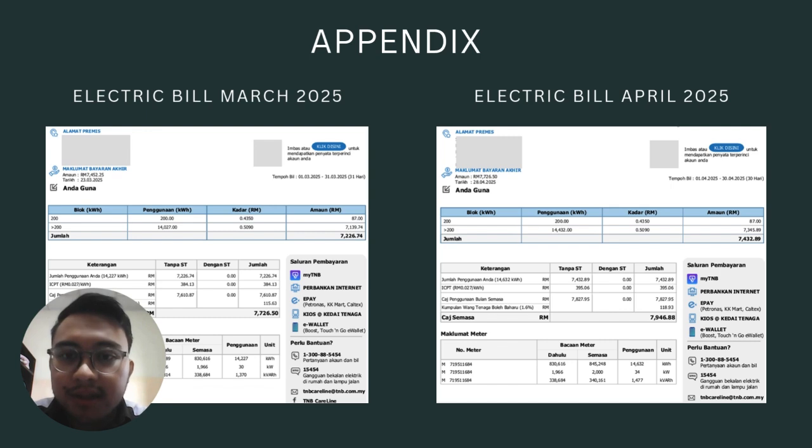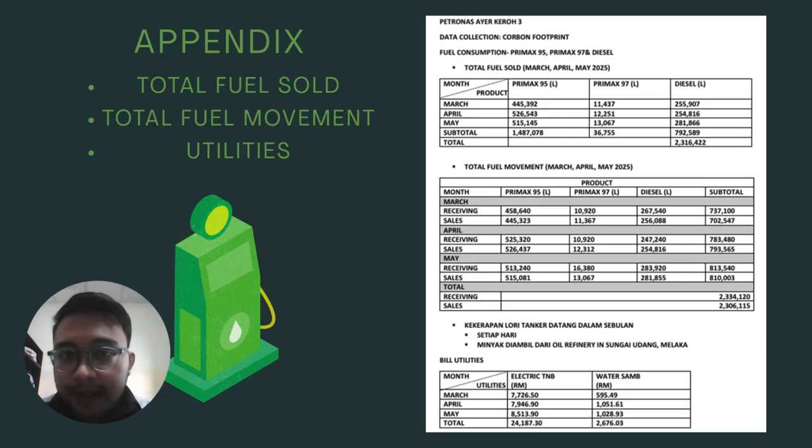So for the first one, this is the electric bill for March, which is 7,726 ringgit. And the second one is the electric bill for April 2025. As we can see, there is an increase in the bill, which for April is 7,946 ringgit. In our appendix, we have our total findings for the total fuel sold, the total fuel movement, and the utilities. For the total fuel, we have all three of the products that are sold in the Petronas ICRO 3 station, which are the Primax 95, the Primax 97, and also diesel fuel.